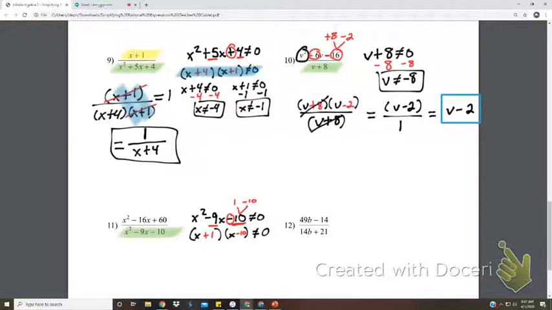I'm going to separate the two factors. x plus 1 cannot equal 0. x minus 10 cannot equal 0. I'm going to solve each one. So minus 1 on each side, making it x cannot equal negative 1. And on the right side, I'm going to add 10 to both sides, meaning x cannot equal positive 10.